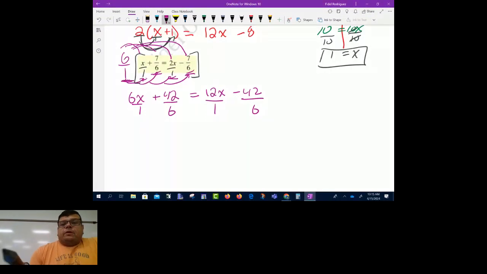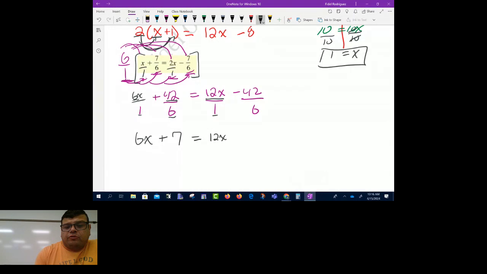All righty. So, y'all, let's take a look. 6x. Okay. Look, y'all, 6 divided by 1, still 6. 42 divided by 6, 7. 12 divided by 1, still 12. 42 divided by 6, minus 7, right? Okay, again, remember what we said, y'all? We're going to move the smaller x to the bigger x.